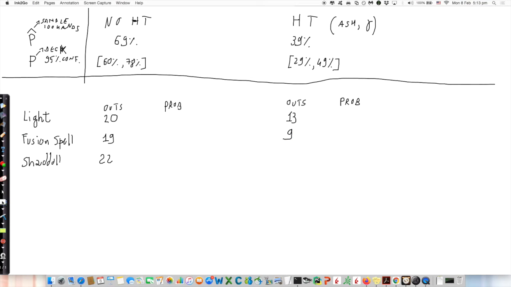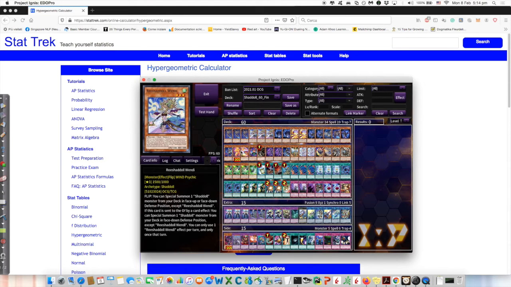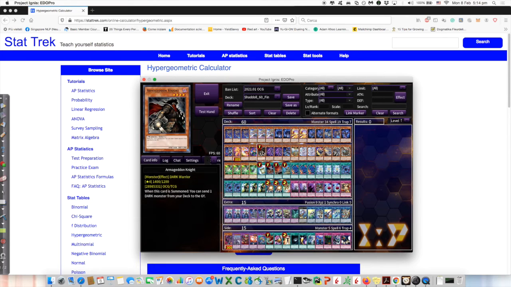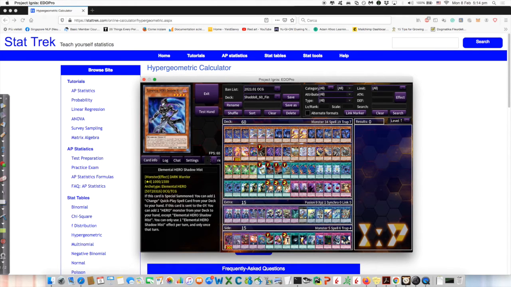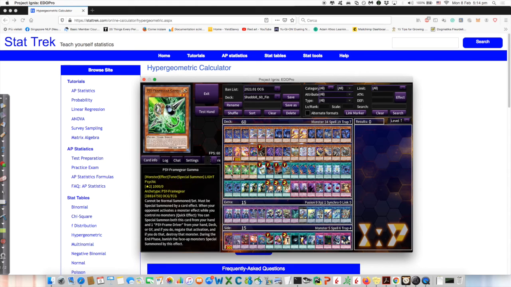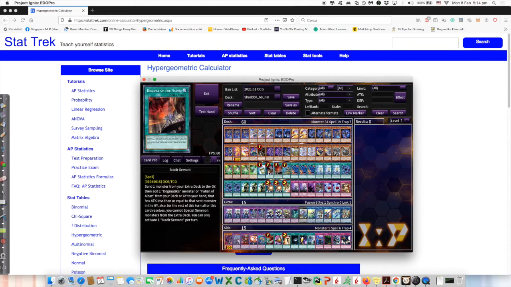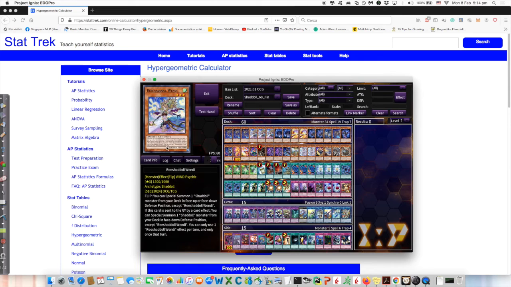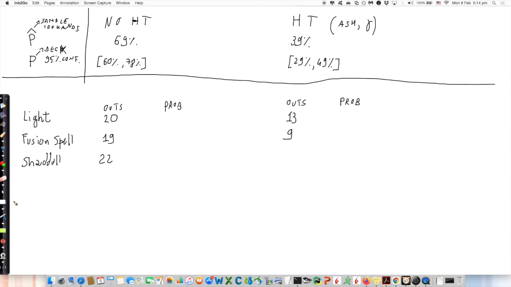What about Shaddoll? So we have the 17 that are default, and then everything else is blocked by Ash and Gamma, like this guy is blocked. What else? This one, no, this one. Okay, this one actually, okay, we can get Winda. So it cannot be blocked by Ash, it cannot be blocked by Gamma, so I would say it's 18 outs, okay? We have 17 Shaddoll monsters plus instant fusion. So it's like 18.